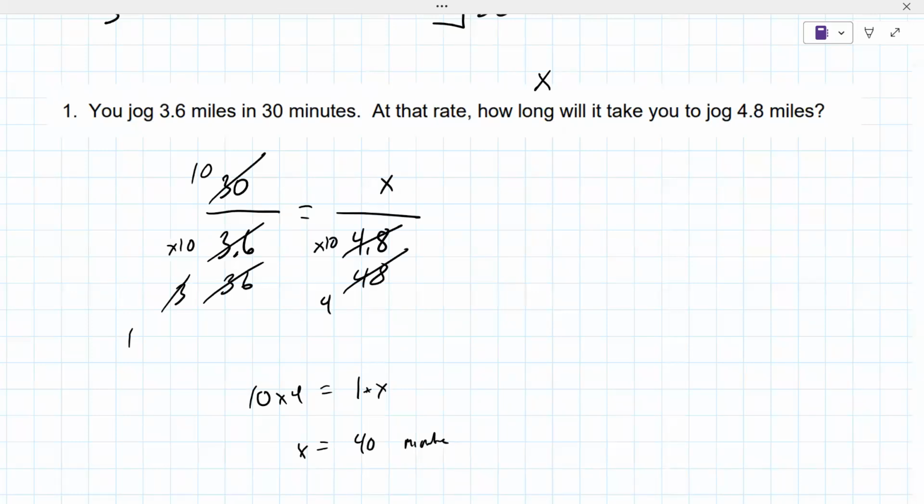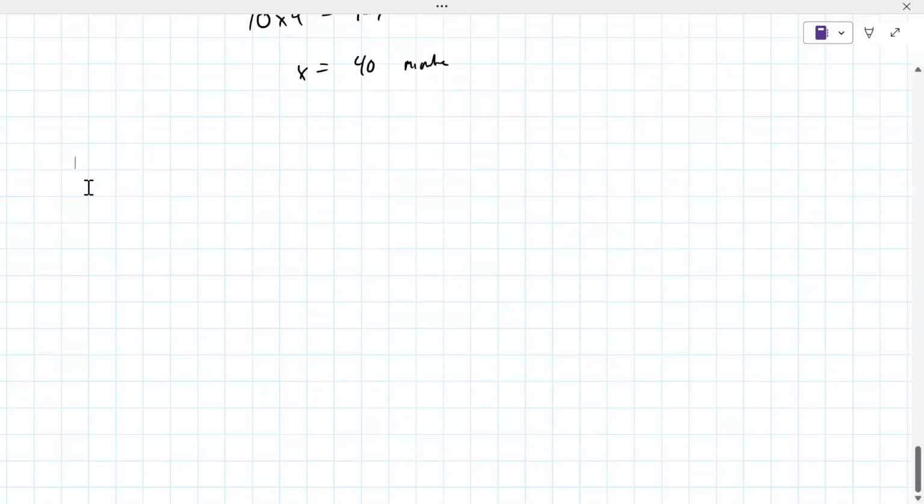Okay, well, let's do another one here. These are good problems for you to work on. You can set up this proportion actually the same way as the previous one.